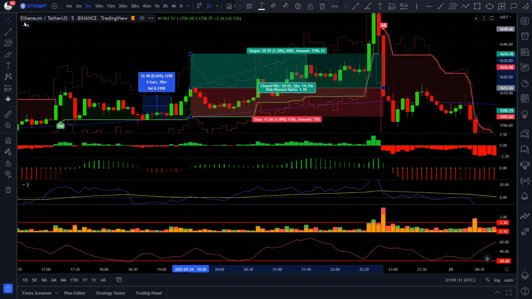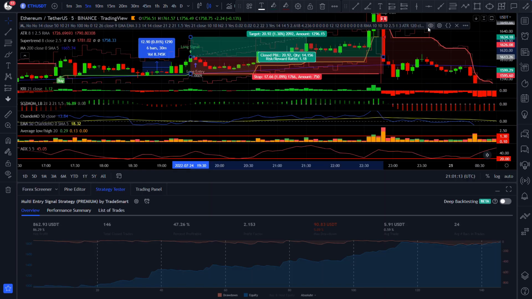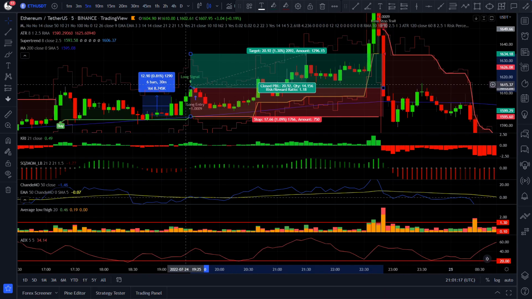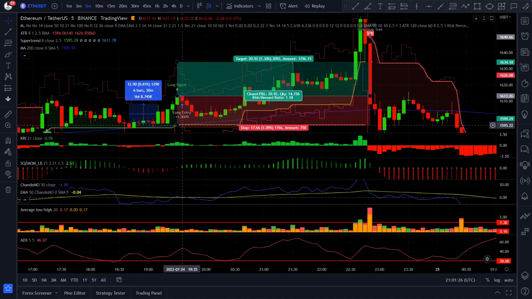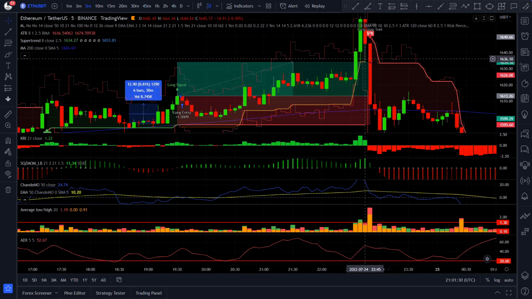Now let's make the multi-entry premium script visible and see if we were correct. We got the signal candle right, and the strategy script entered on the open of the next candle, as it has to wait for the signal candle to close for making its calculations. We also put our stop loss at the right level, and the exit level is also correct.